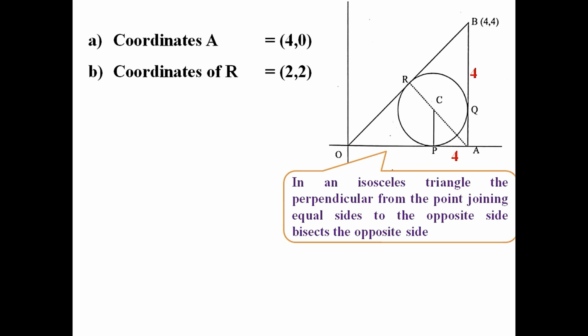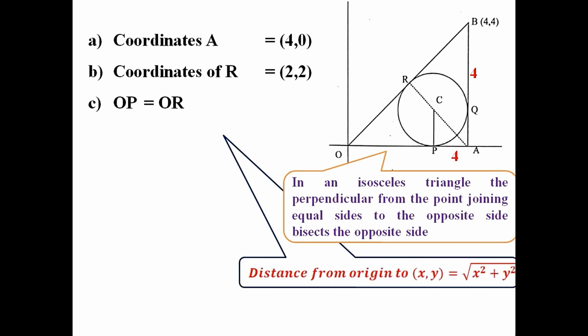Now the third part, we have to find the length of OP. We know OP and OR are equal because they are tangents from the point O. Therefore, OP equals OR. And OR is the distance from the origin to the point R, which is (2, 2). Therefore, OR equals root of 2 square plus 2 square, that is root of 4 plus 4, or root 8. And root 8 can be written as 2 root 2. Therefore, OP equals 2 root 2.